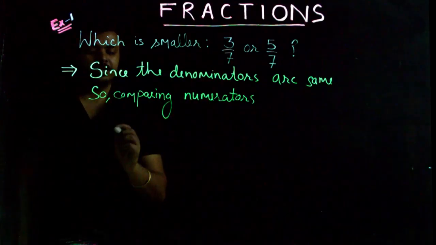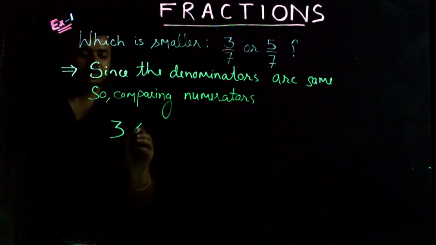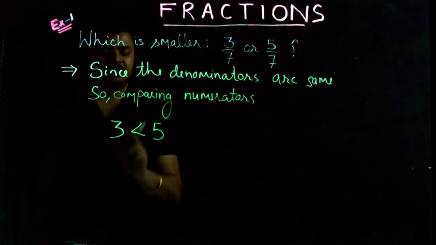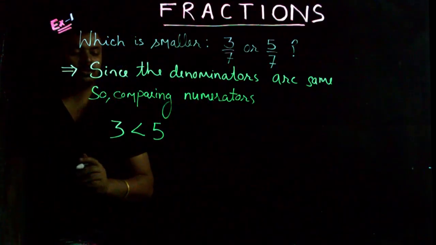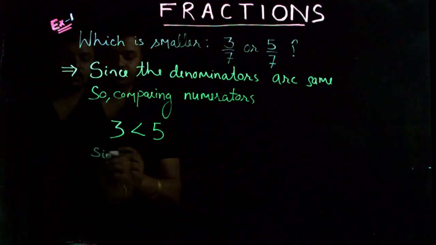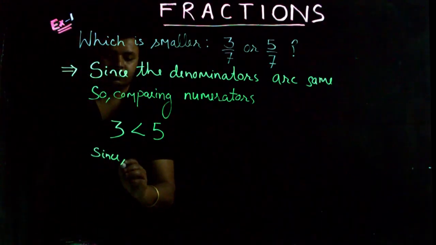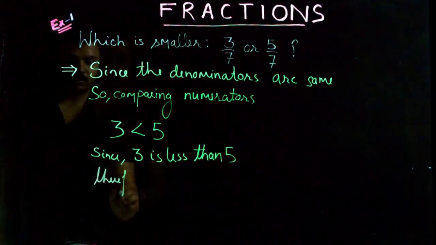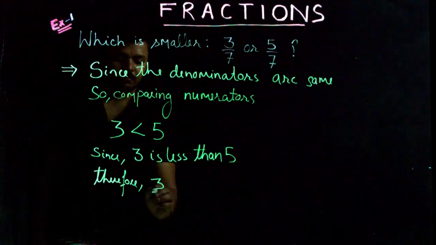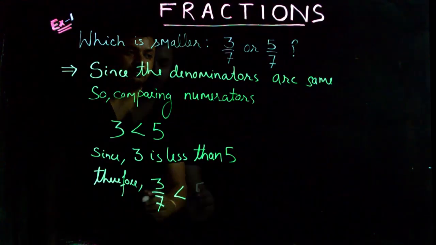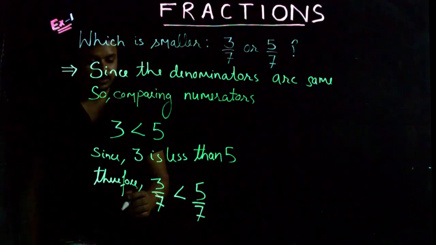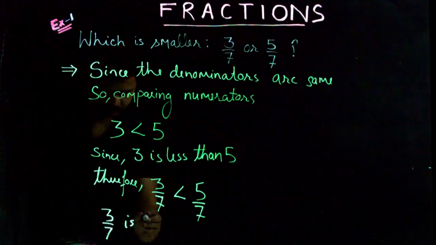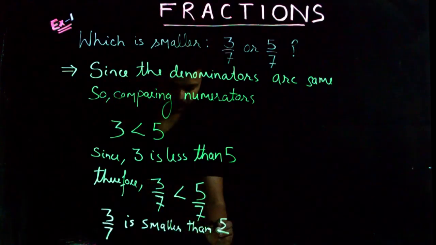Since numerator 3 is less than 5, we can say the fraction with numerator 3 is less than the fraction with numerator 5. Therefore, 3 by 7 is less than 5 by 7. So you can say 3 by 7 is smaller than 5 by 7.